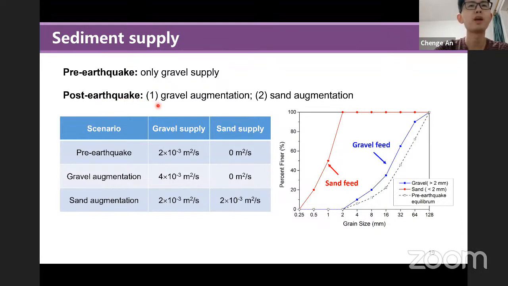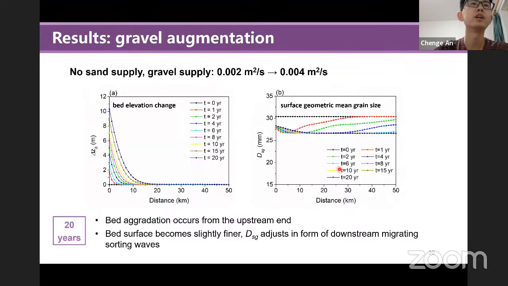And for the post-earthquake condition, we consider two scenarios. In the first scenario, we consider the gravel augmentation, in which we doubled the gravel supply before the earthquake, but with no sand supply. And in the second scenario, we fix the gravel supply at the pre-earthquake condition, and we increase the sand supply from 0 to the value which is the same as the gravel supply. And in the figure, the blue line and the red line show the grain size distribution of the gravel feed and sand feed respectively. And here is the result of the first scenario, which is the augmentation of gravel supply.